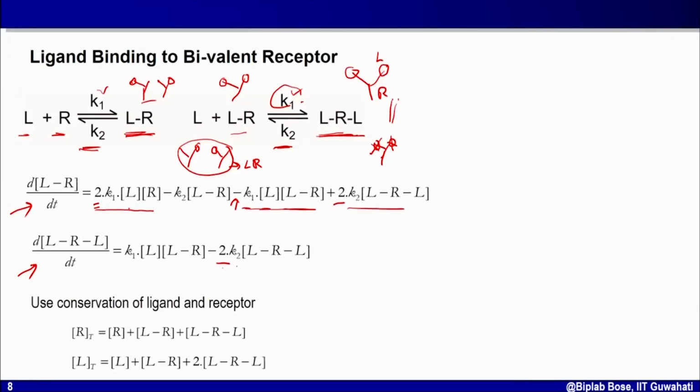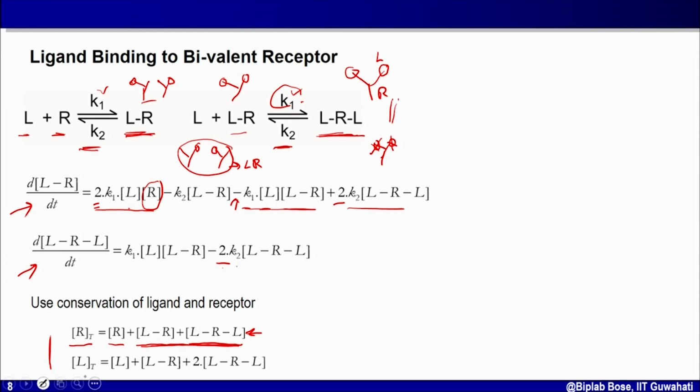So if I have written down this ODE, and if I assume that the total amount of ligand and the total amount of receptor remain constant, I can have some conservation rules that are algebraically represented here. That is, the total amount of receptor in the system, RT, is equal to the free R concentration, plus the concentration of LR, plus the concentration of the second complex, that is LRL. So I can represent this R here by this relationship. So I don't require a separate ODE for R, because R will be equal to RT minus this whole thing.